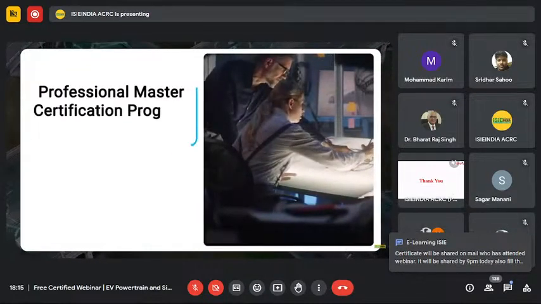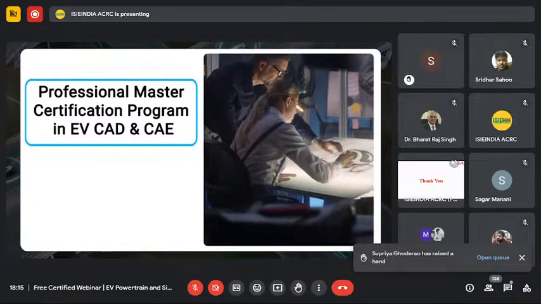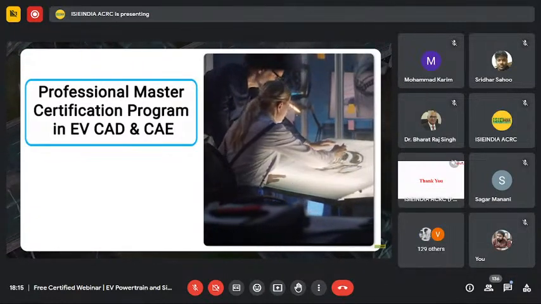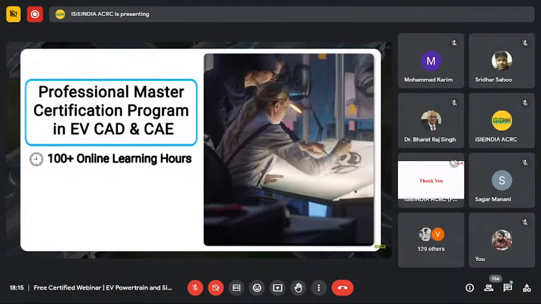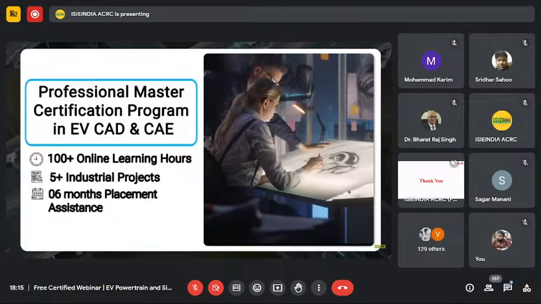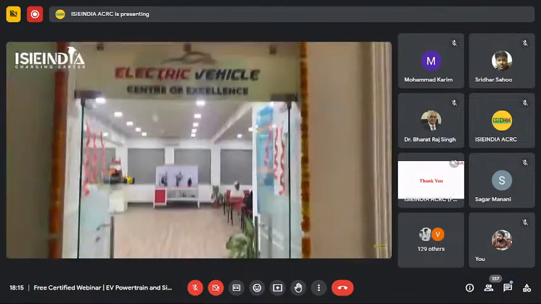Our professional master certification program in EV, CAD and CAE is specially designed for undergraduate students to pave their career path by providing industry-relevant skills with 100 plus online learning hours and 5 plus hours of industrial projects. It is a 6-month placement assistance course with globally valid certification from NSDC, Government of India.